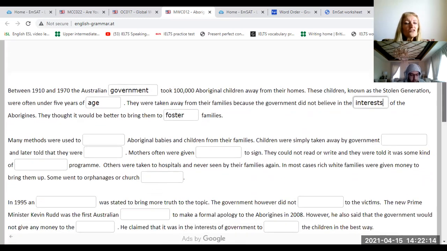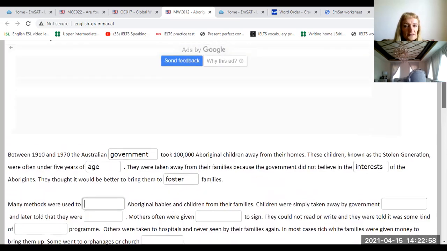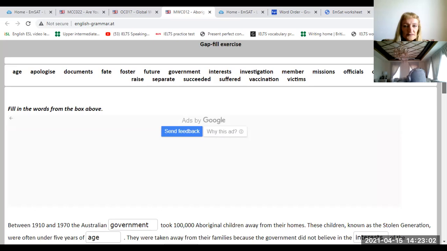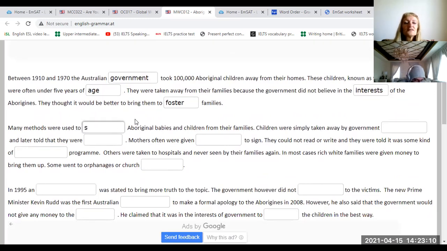Okay, let's move on. So many methods were used to something Aboriginal babies and children from their... Oh dear, what do you think, Saif? Any methods? I could put this word, for example. I know this word's not up the top, probably, but would this give you a clue? Look. Yes. So I think it's an uptake. I see, yeah. It begins with an S. With an S, separate? Yes.